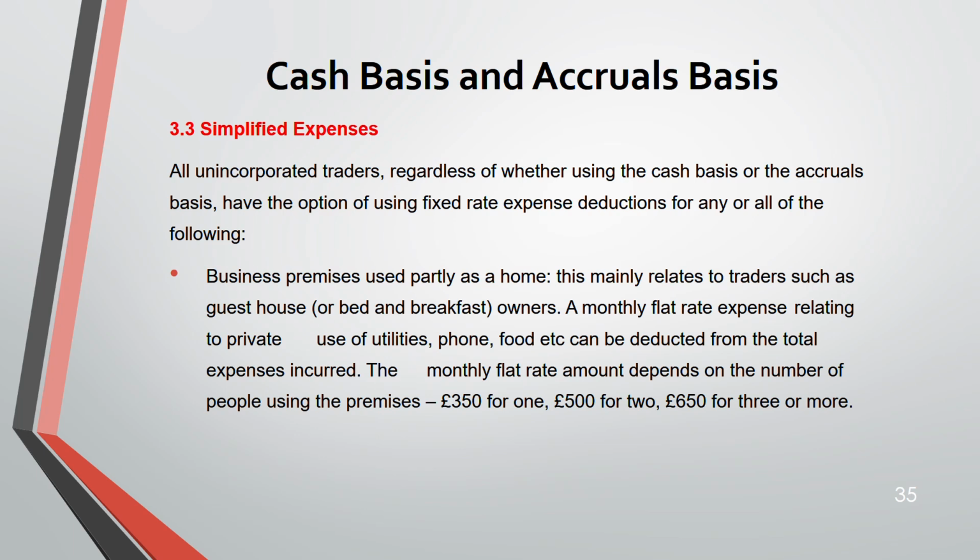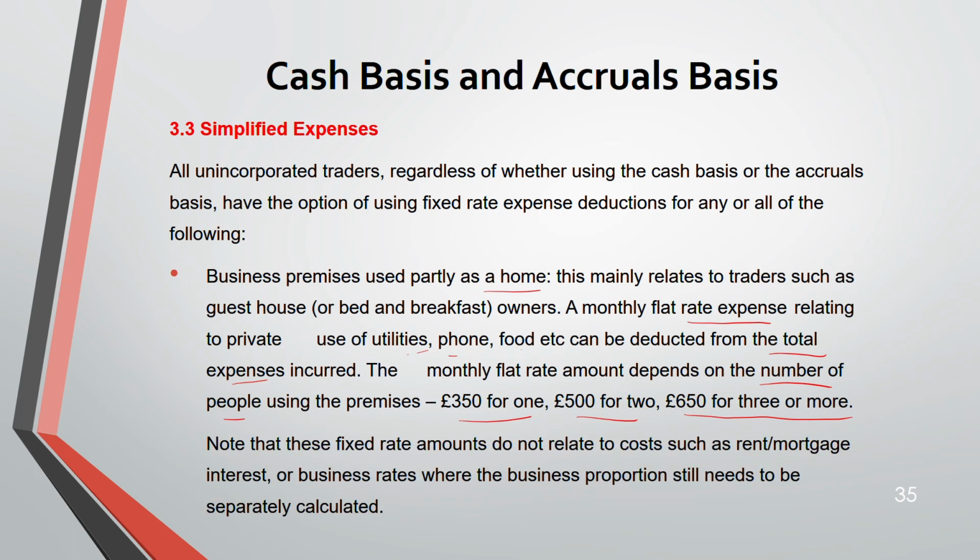Now the third, business premises you are using partly as a home. Mainly this relates to traders such as guest house or bed and breakfast owners. Here also a monthly flat rate expense relating to the private use of utilities, phone, food you can deduct from your total expense. And the monthly flat rate depends on the number of people using that premises: 350 for one, 500 for two, 650 for three or more. So if it's one person, 350, two, 500, three or more, 650. Remember these numbers.